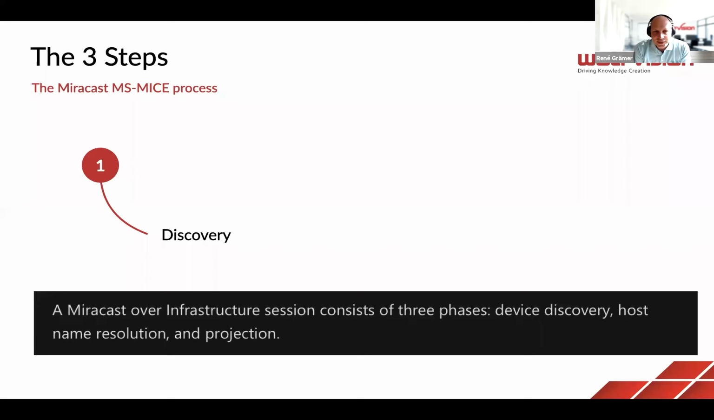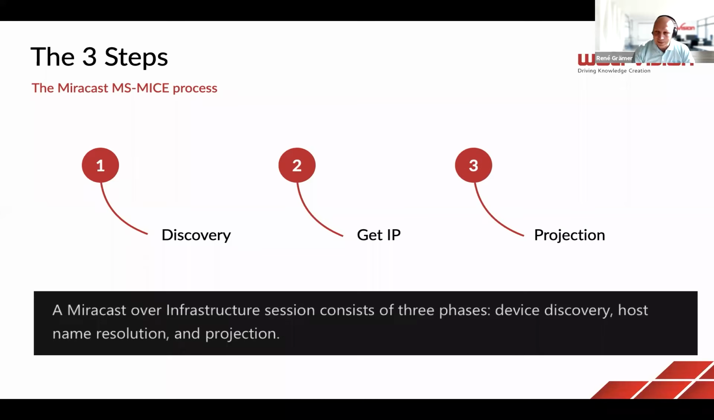Now, there are 3 steps for Miracast MS-MICE to run. First, it's discovery. As mentioned a couple of times, this runs over Wi-Fi. Then there's the host name resolution, so that your Windows laptop knows that your Cynap, the name that you have been given, is reachable under a certain IP or under certain IPs. And then, last but not least, the most important step, the projection itself.